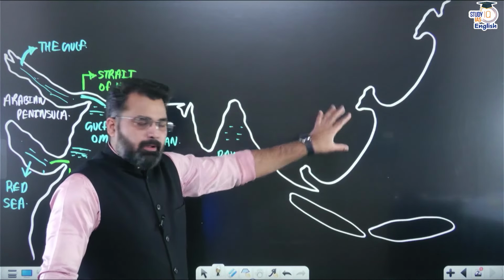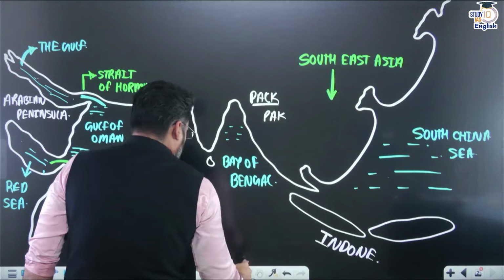Now, just see, here are some islands. You can see here is Sri Lanka. Sri Lanka is separated by a strait called Palk Strait, which is spelled P-A-L-K. This is not P-A-K. This is P-A-L-K. Okay, Palk Strait.